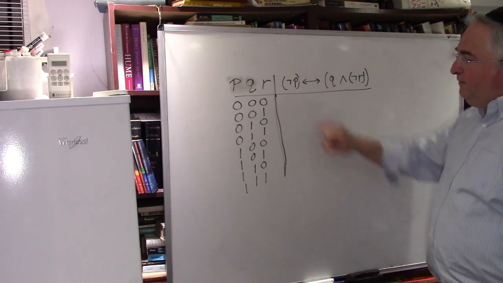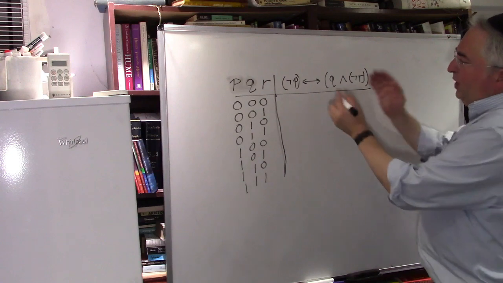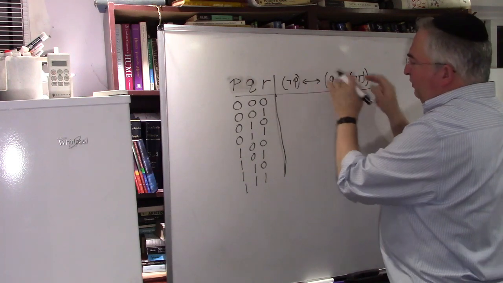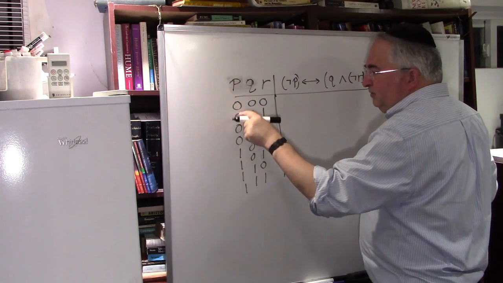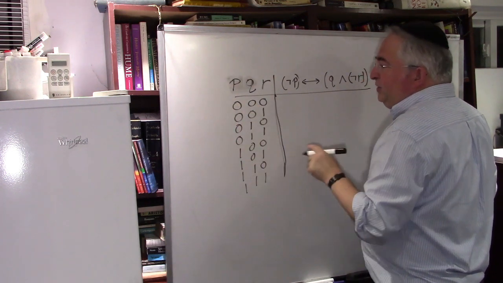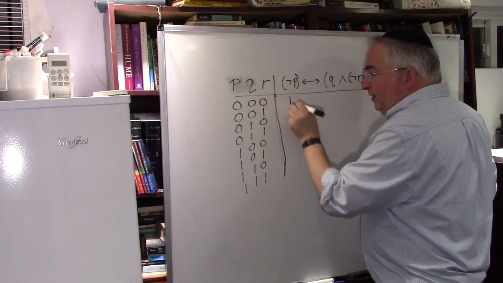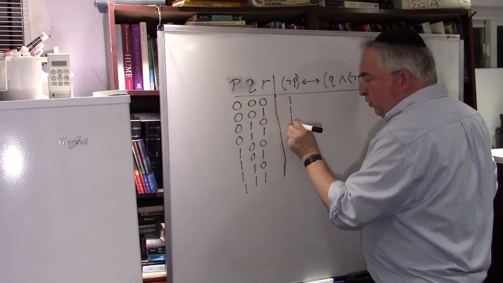So let's do it. First, let's do not P. Okay, so this is the final operation. Not P is very simple because P is 0, 0, 0, 0, 1, 1, 1, 1. So what's not P? 1, 1, 1, 1.